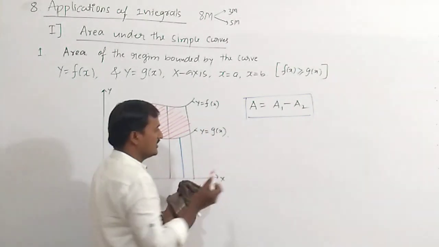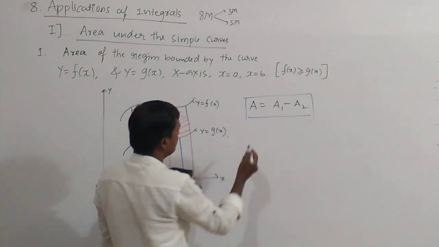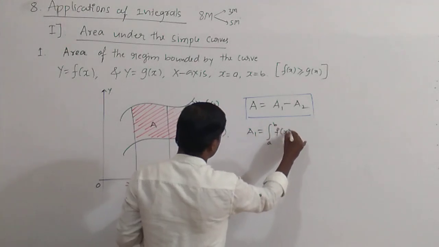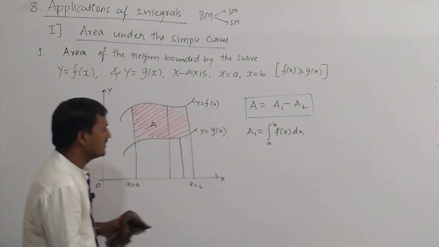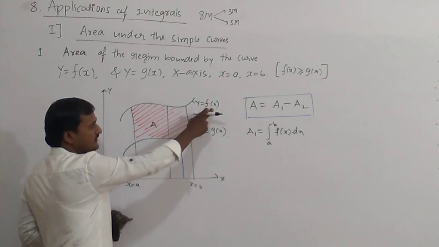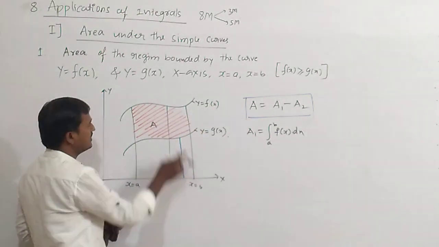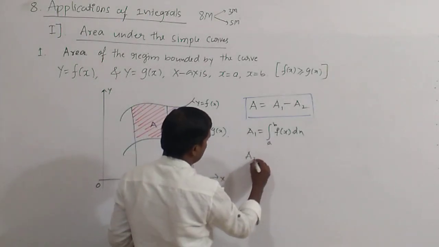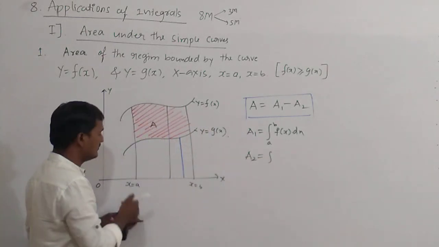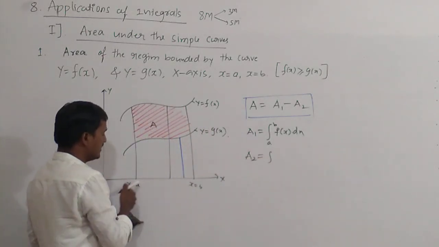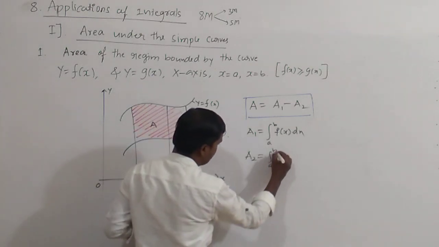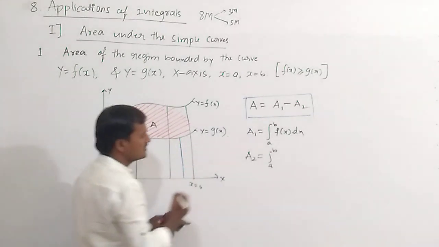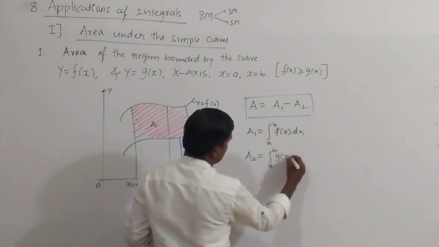So therefore, what is the value of a1? Here I will find a1 as the integration from a to b of f of x dx, because the curve y equals f of x is there. So from a to b we have to take the first curve, therefore integral from a to b of f of x dx. Similarly, if you want to find a2, it is the same line from a to b, so the limits are the same but the curve will change. What is the curve? This curve is y equals g of x. So therefore integral of g of x dx.